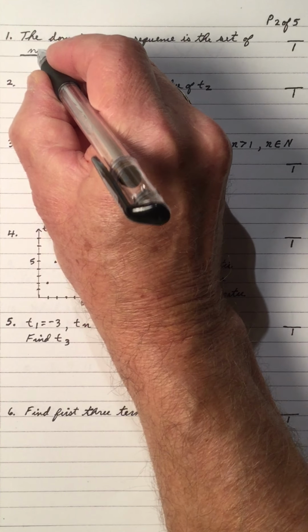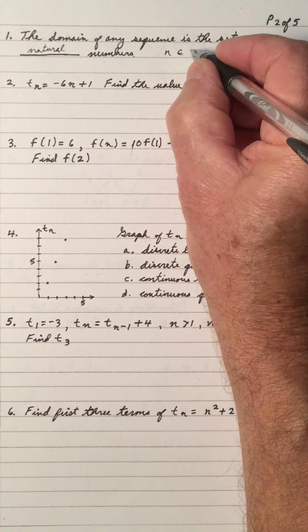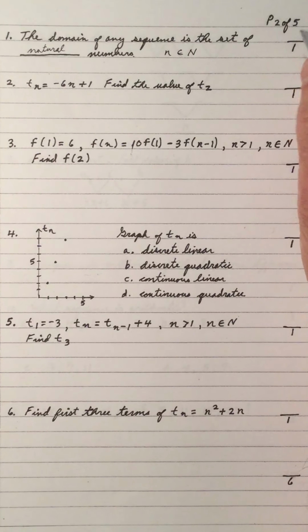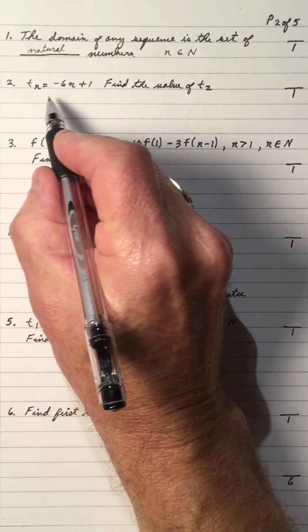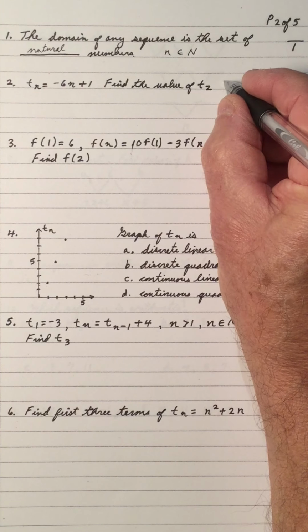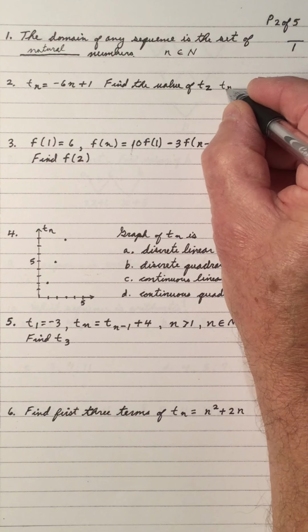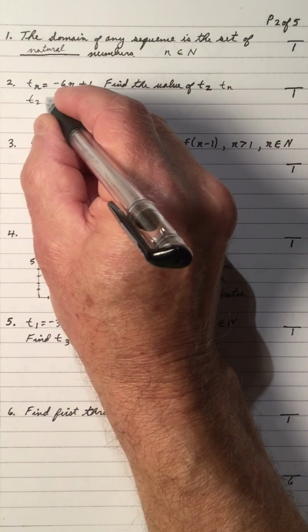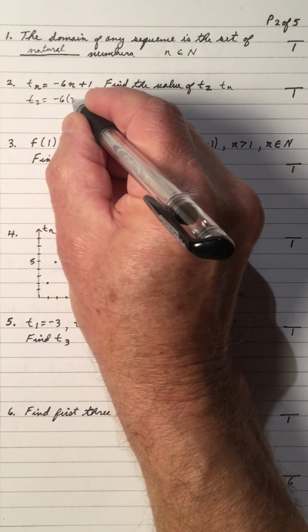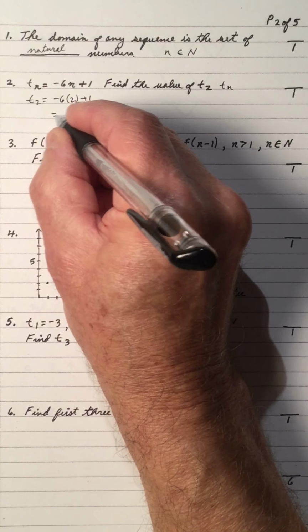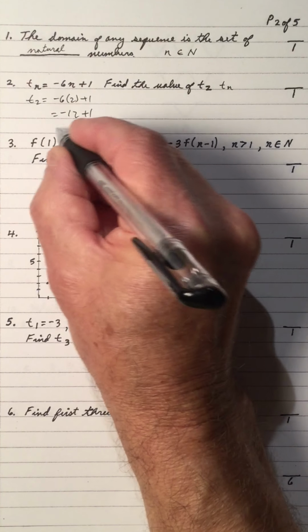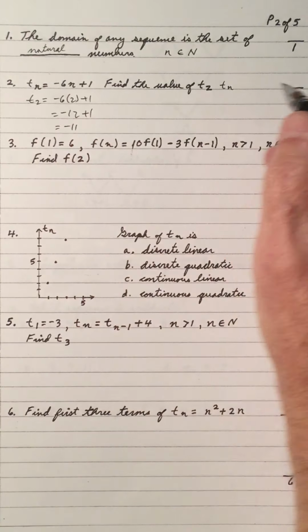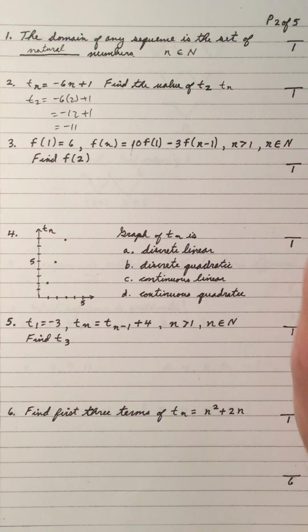Natural numbers, that means the n belong to the naturals. Give yourself a mark if you're right. Tn equals negative 6n plus 1. Find the value of t2. Well, t2 means that's Tn, so that means n is 2. So we put n is 2, and we go negative 6, 2 plus 1, negative 12 plus 1, and we have a negative 11. So if you have a negative 11, give yourself a mark.